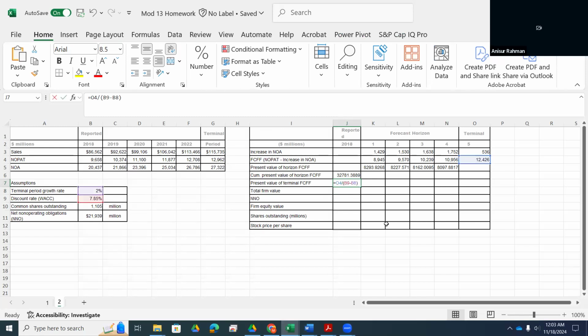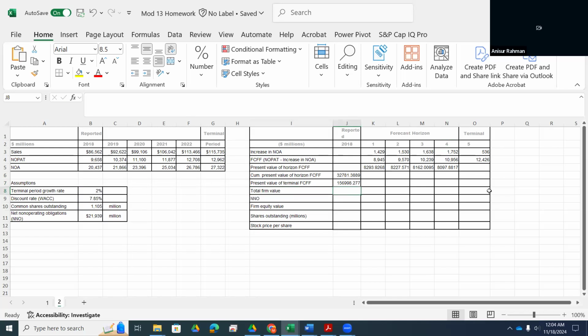So I'll double click on this, close this entire thing within parentheses, divide by open parenthesis 1 plus our discount rate, close, raised to the power of our year 4. Remember year 4, because this cash flow before the discounting is actually at this point of time. So hit enter.